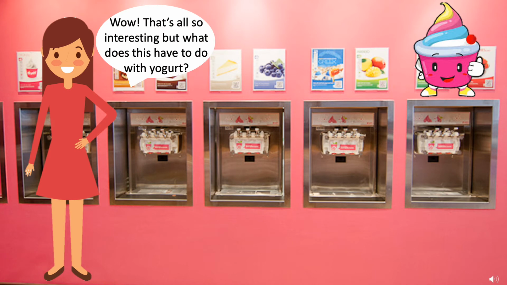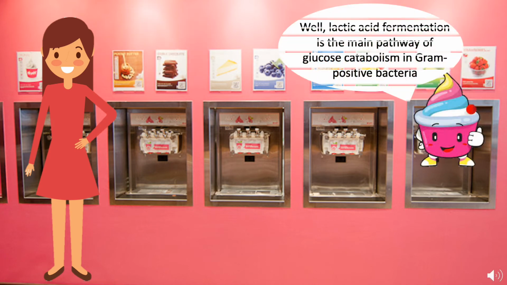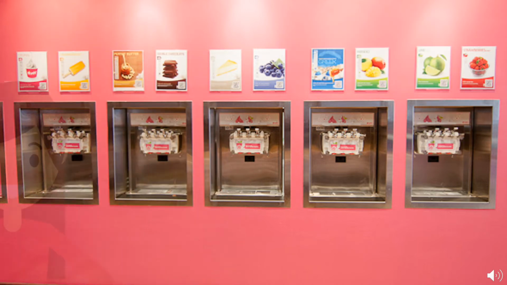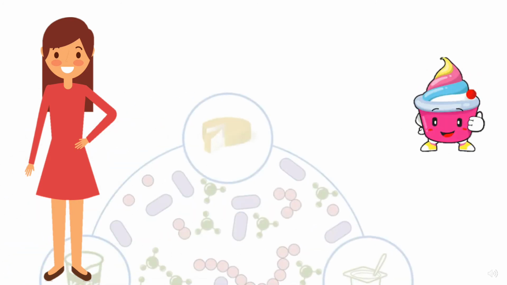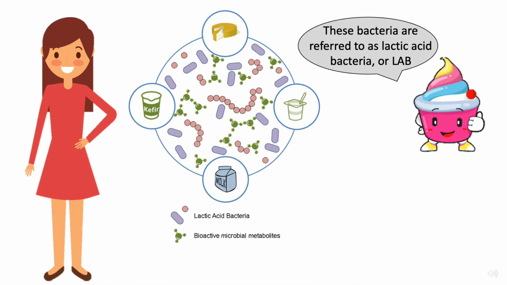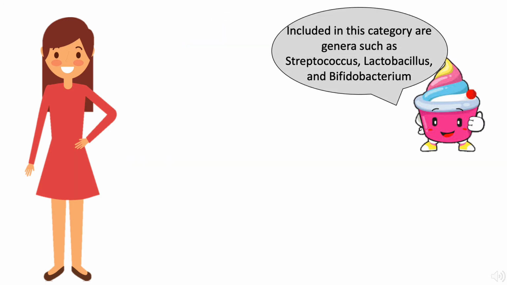Wow, that's all so interesting. Well, what does this have to do with yogurt? Well, lactic acid fermentation is the main pathway of glucose catabolism in gram-positive bacteria. These bacteria are referred to as lactic acid bacteria, or LAB. Included in this category are genera such as Streptococcus, Lactobacillus, and Bifidobacterium.